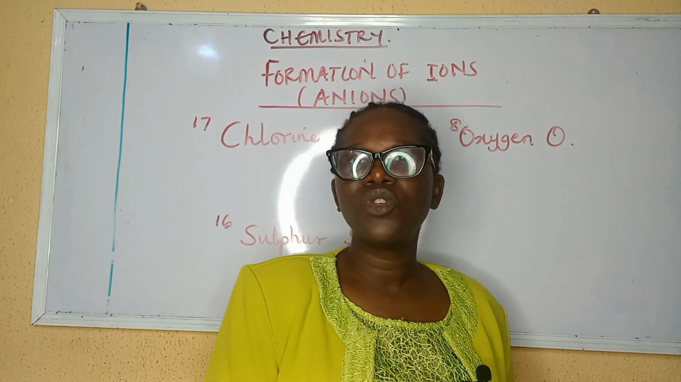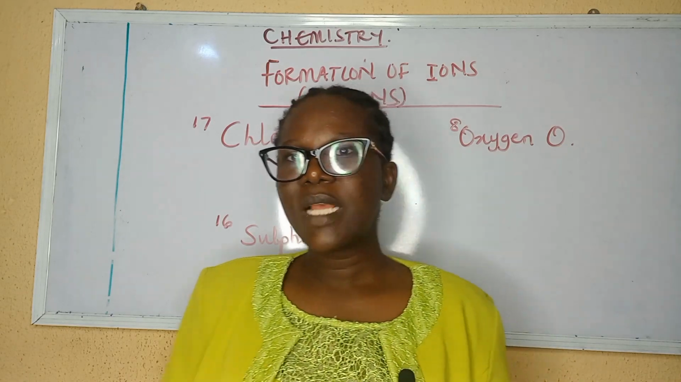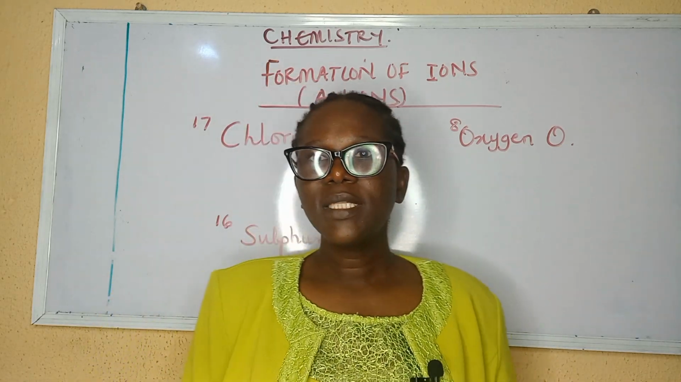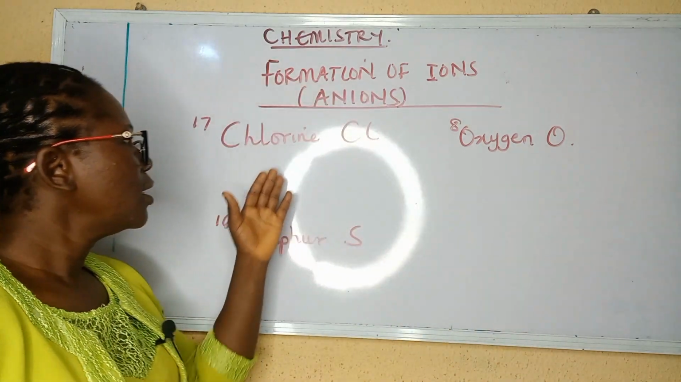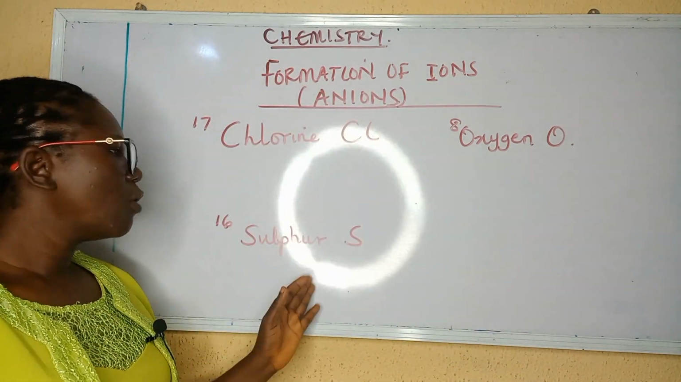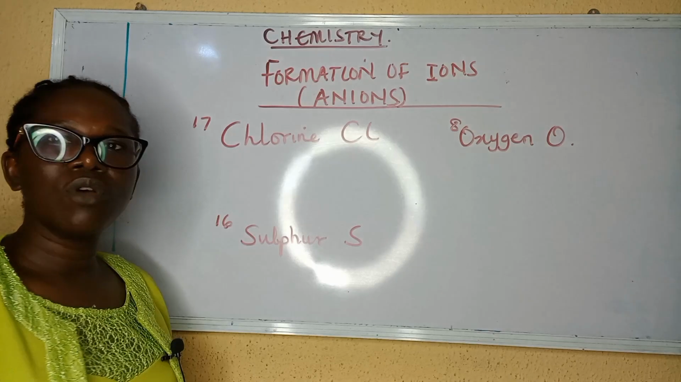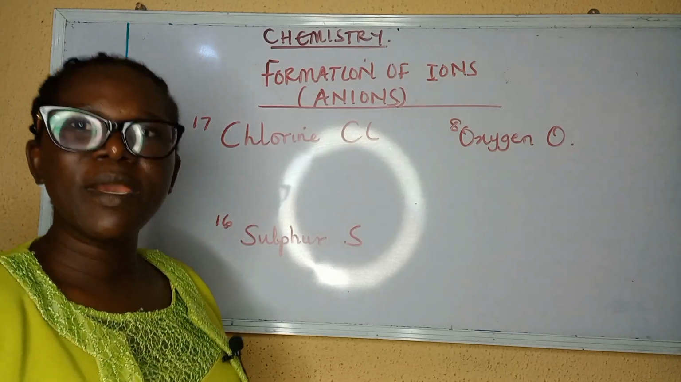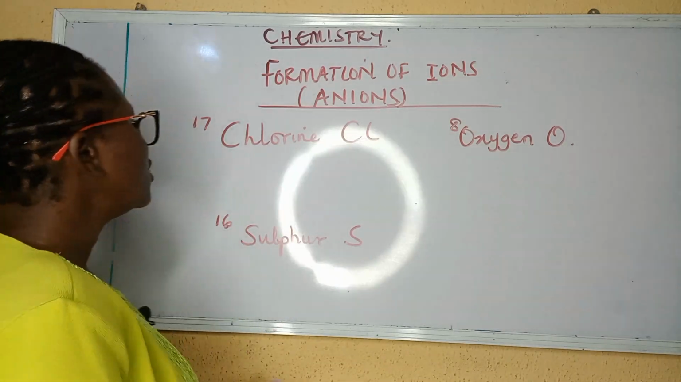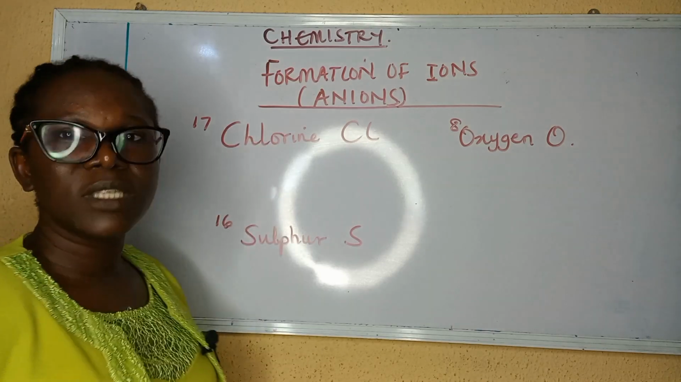So that's the difference between atoms and ions. Atoms are neutral. In this case now, you can see a chlorine atom, a sulfur atom, and an oxygen atom. After they react with other elements, they become ions. For instance, chlorine has an atomic number of 17.